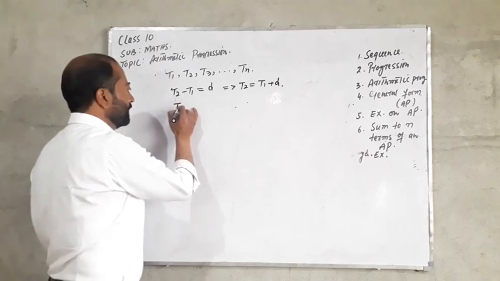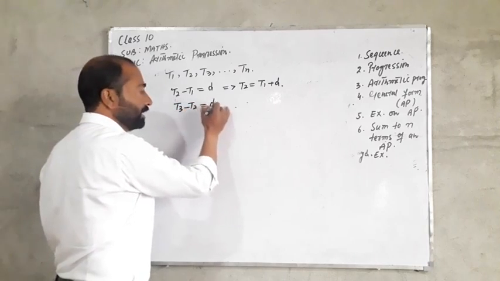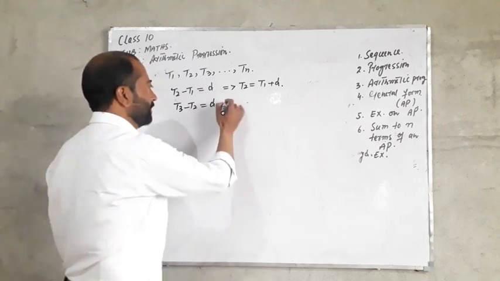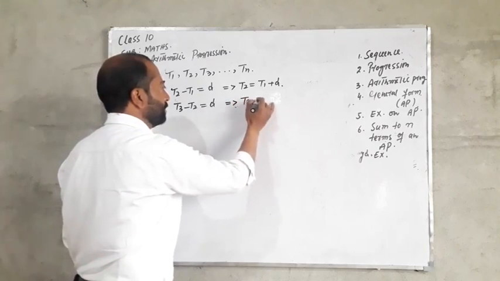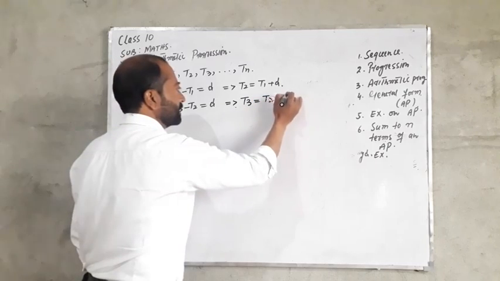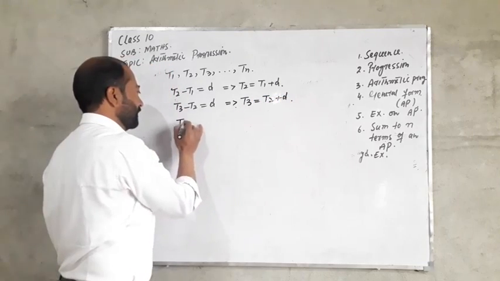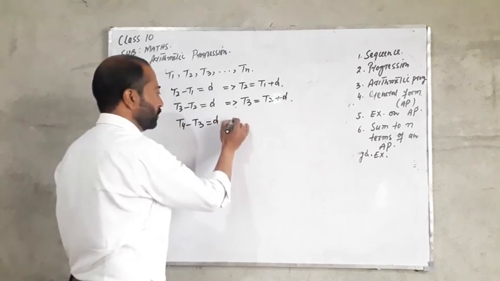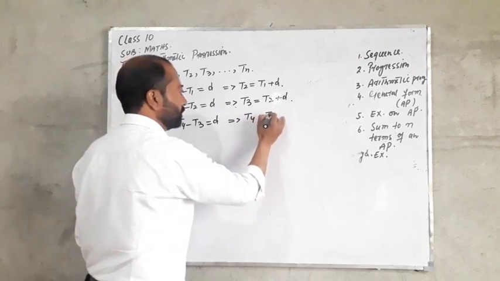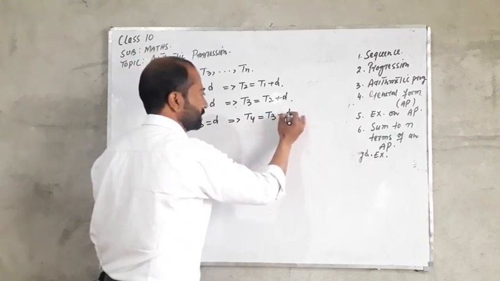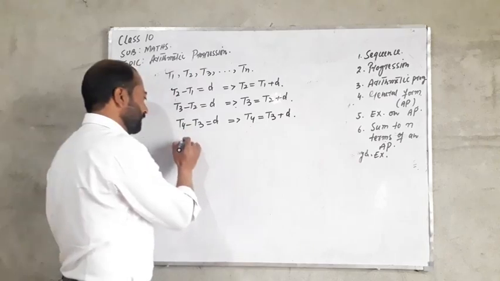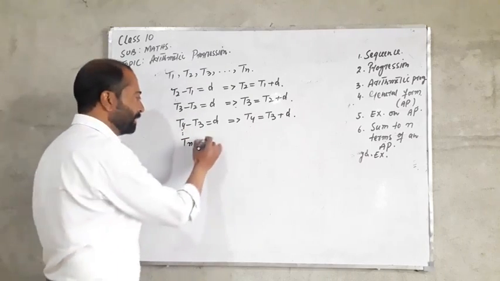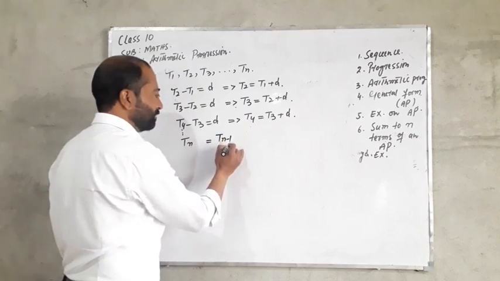Similarly, T3 minus T2 is equal to D. Following the definition, because the common difference is the same everywhere, this implies T3 can be written as T2 plus D. Similarly, T4 minus T3 is again D. So this gives us T4 is equal to T3 plus D. Now look here, can I write this Tn, the nth term of this AP, as Tn minus 1 plus D?